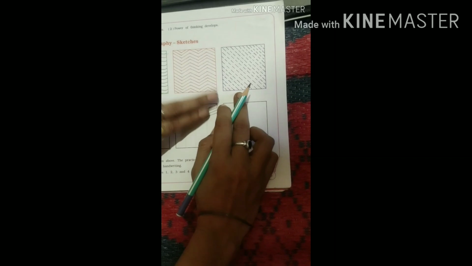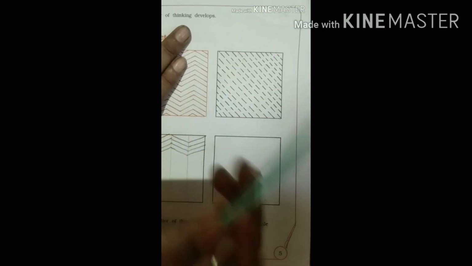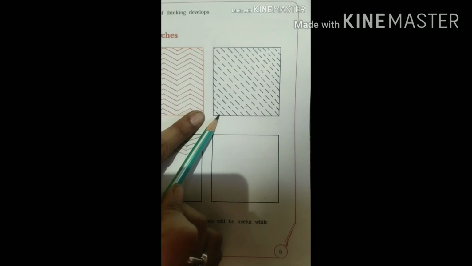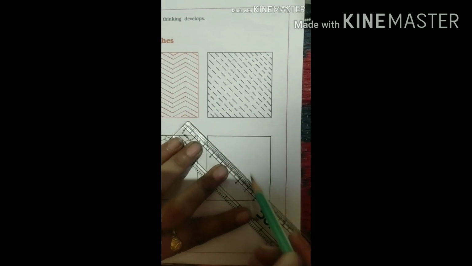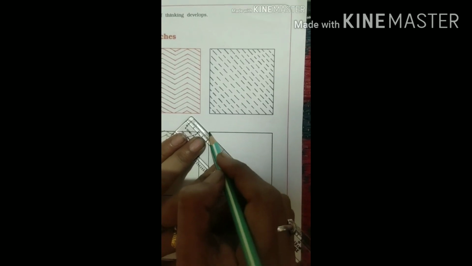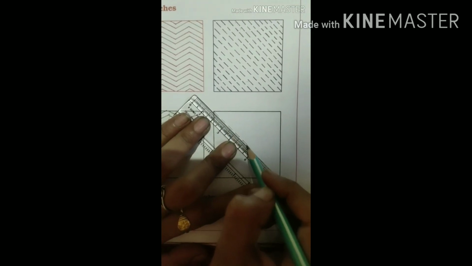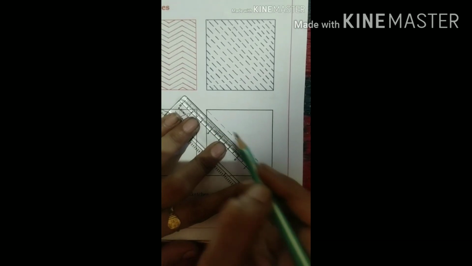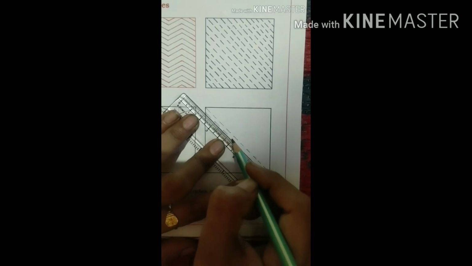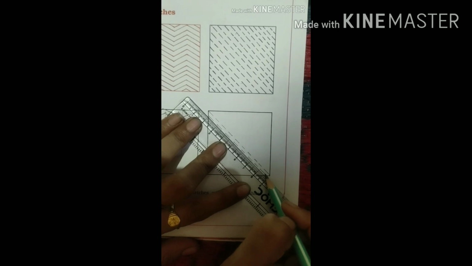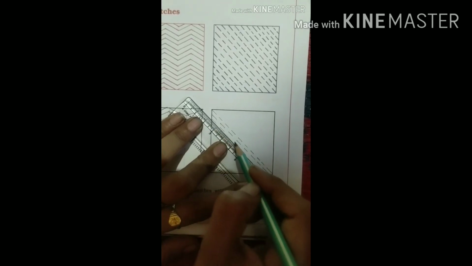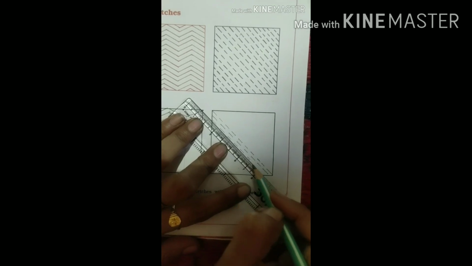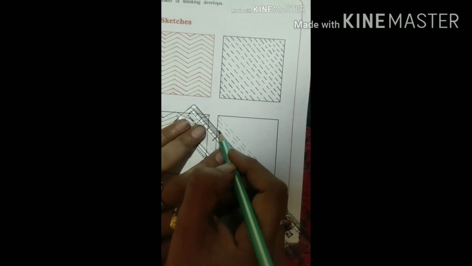Okay, and here in the last box there are some gaps between the lines, meaning the lines are breaking. So these lines are called dotted lines. And this is the example of rain also. To show rain in your drawing, you can use these dotted lines, and for this you can use a scale to make it straight. Like this you have to complete this box also.